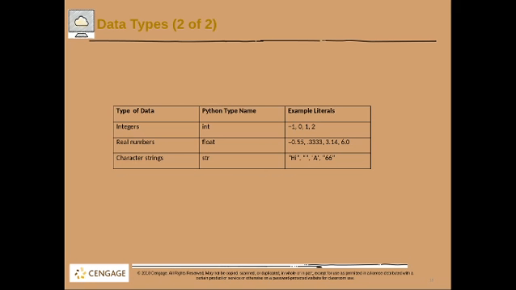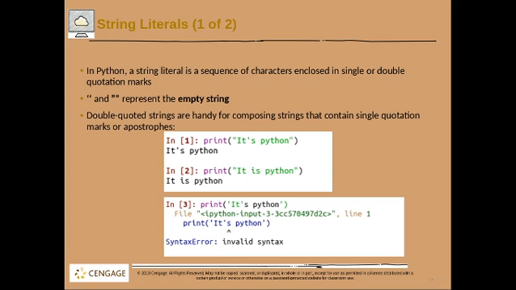Okay, and then we have character strings, usually enclosed in quotation marks. So in Python, a string literal is a sequence of characters enclosed in single or double quotation marks. Here is another example of the use of these quotation marks. I am using another quotation mark inside my string, so I use a double quotation mark here to separate it from the single quotation mark within the string. So I can use double quotation marks, or you can just use single quotation marks.